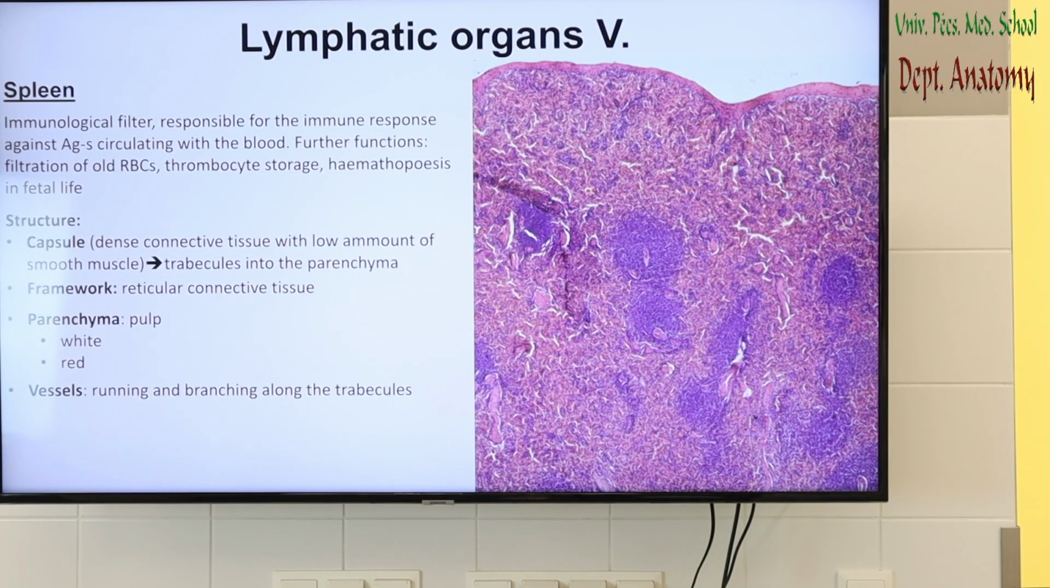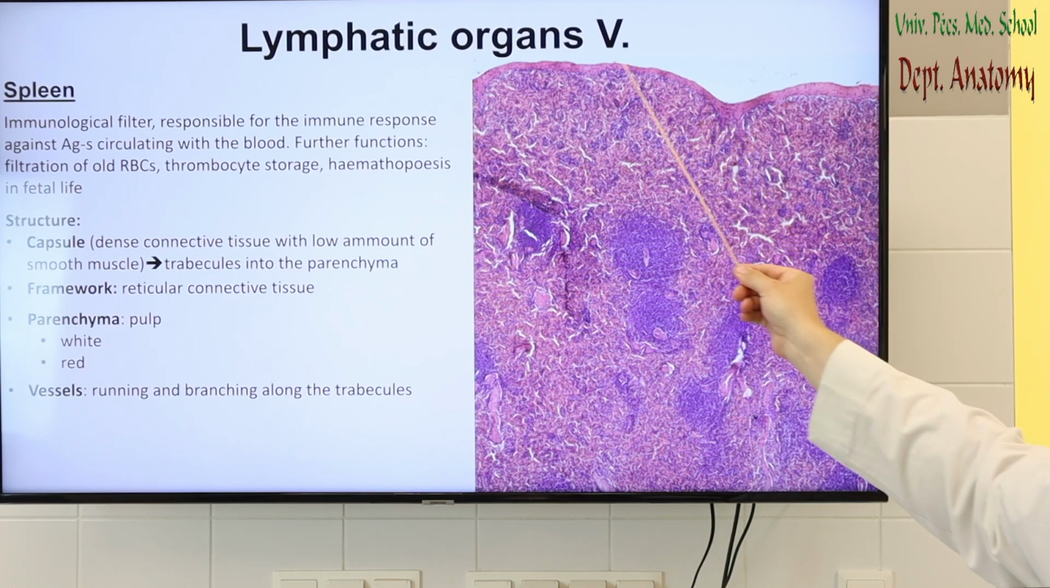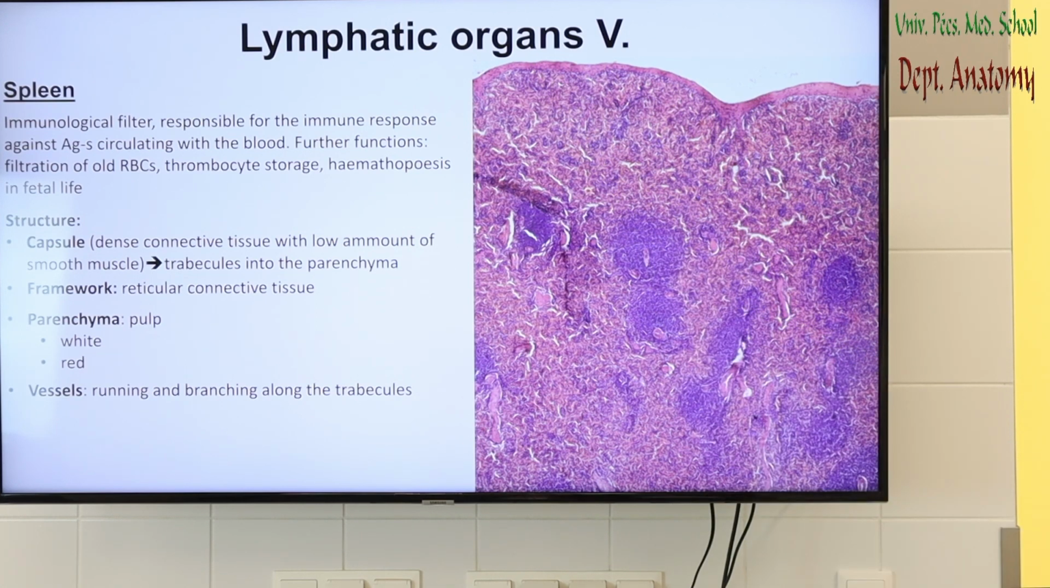The next organ we will have to discuss is the spleen itself. The spleen has two distinct functions. One is immunological, the other one is hematological. On this hematoxylin stain slide, you can see that the spleen is surrounded by a dense connective tissue capsule, which sends, this is not that well visible anymore, trabeculae towards the parenchyma of the spleen.